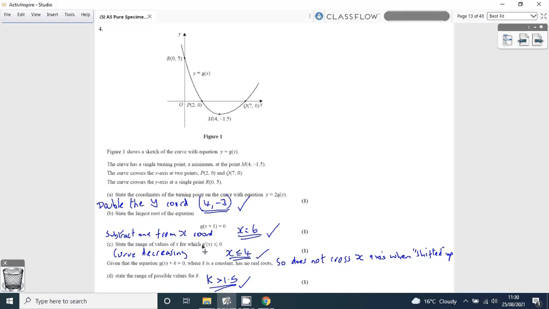Now where g dash x is less than or equal to 0 is where the curve is decreasing. Now that's this set of values here, right down to the 4. So this is where x is less than or equal to 4.